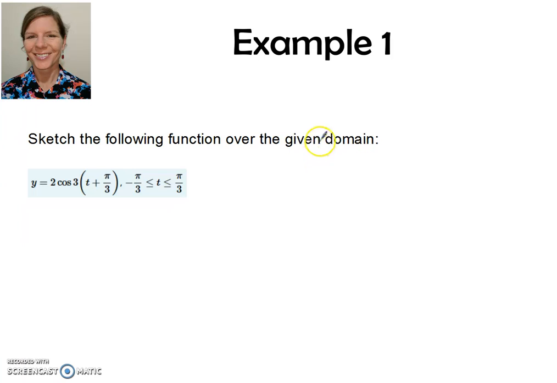Okay, the other thing is looking at given domains. Okay, so if they give you a domain to sketch over in the exam question, you must sketch it over that domain. Okay, so starting here again, base graph is cos t. Okay, and we know that that looks like this. Okay, where that's 2 pi. And this is from 1 to -1.